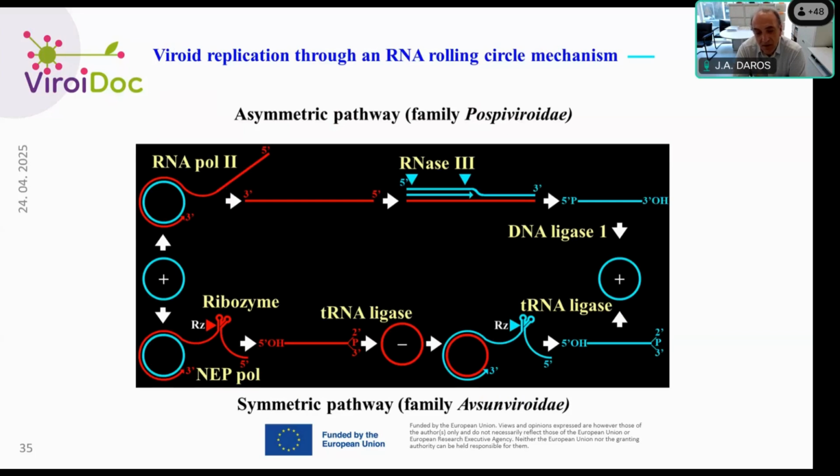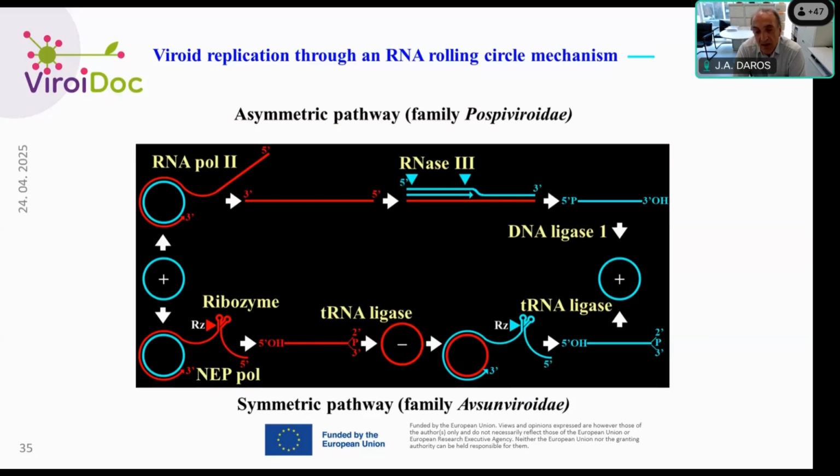But we have circular templates that are recognized by RNA polymerases that produce complementary strands. Then these strands can be processed or not. In the case of the nuclear viroids, they use host RNases. In the case of chloroplastic viroids, they contain their own hammerhead ribozymes. At the end, during replication, monomeric linear viroids are produced that are circularized to produce the progeny, the circular plus strand RNA.